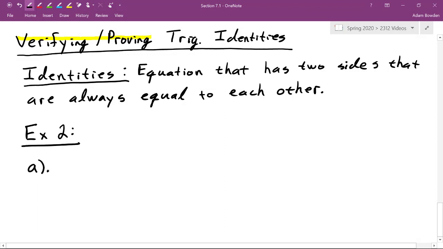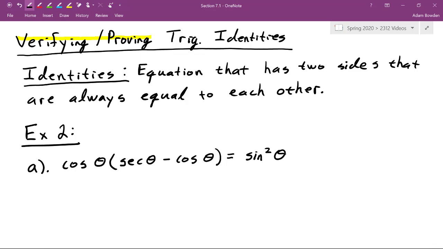It's going to look something like we have cosine theta times secant theta minus cosine theta, and it says here equal to sine squared theta. Okay, so the goal again is to show that these two are actually equal to each other. We're not trying to solve. We're just trying to show that the two are equal to each other.